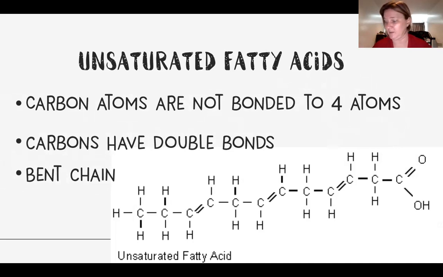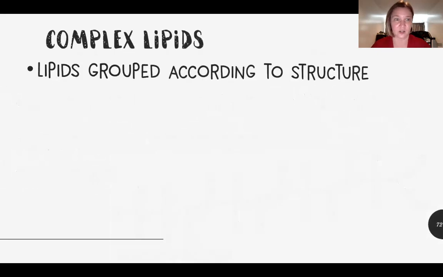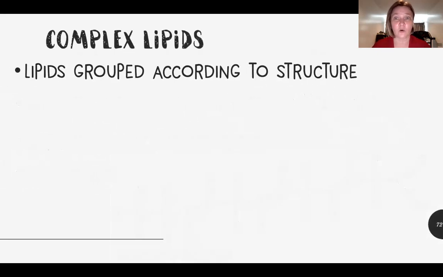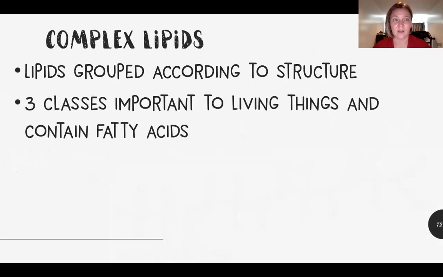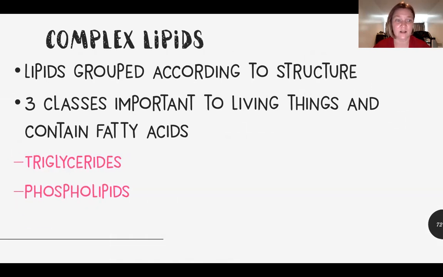There's four different types of lipids. So lipids are grouped according to their structure, keeping in mind that all four of these are still lipids, which means they're nonpolar. There are three classes of lipids that are important to living things and that contain fatty acids. These are triglycerides, phospholipids, and waxes. So I'm going to go through each of these separately, and then I'll talk about the fourth class of lipid, which is also important to living things, but does not contain fatty acids. So three of the lipids contain fatty acids and one does not.